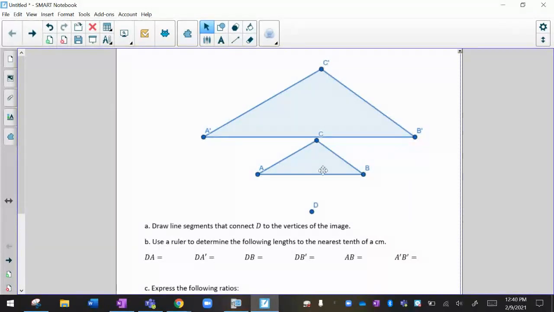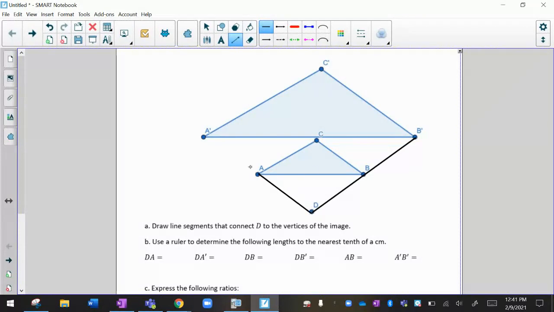All right, for this first example, I have triangle ABC, this lower one here, and then triangle A prime, B prime, C prime, the bigger one. It looks like I dilated about 2-ish, but I'm not really sure because I don't have coordinates. The first thing we're going to do is use our ruler. I'm going to do it with a straight line tool, but you're going to use your ruler. Connect D through B up to B prime. Then draw a line from D through A up to A prime.